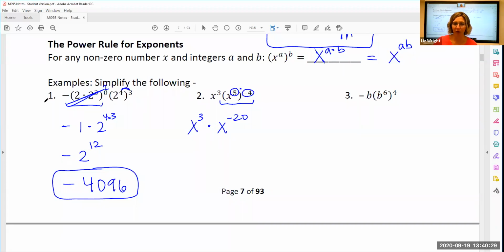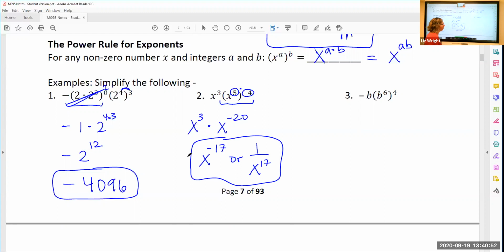So this first rule I used was the power rule for exponents. And then this rule here is going to be your product rule for exponents. So you should be adding them. So 3 minus 20, or 3 plus a -20, is going to give you x to the -17th, or 1 over x to the 17th for that one.